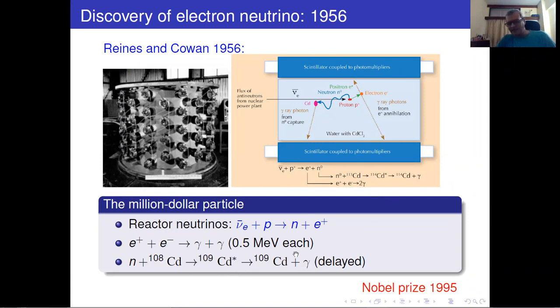So now your final signal was three photons, two photons of 0.5 mega electron volts each, and one photon which came slightly after. And this finally confirmed that indeed the reactor actually gave some antineutrinos, because we observed these three photons. This experiment had a budget of $1 million, and that's why the neutrino was called a $1 million particle. Of course, it paid back because these people got the Nobel Prize in 1995. This was the discovery of the first neutrino, and this was the date on which we say neutrinos were formally born.